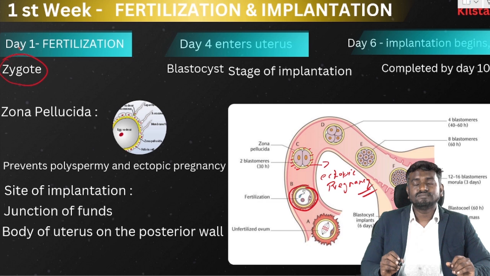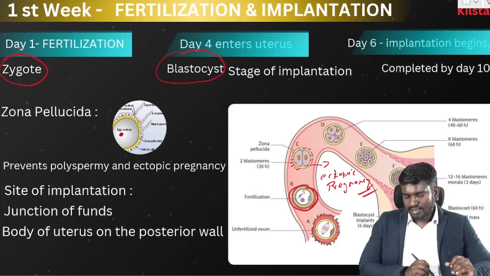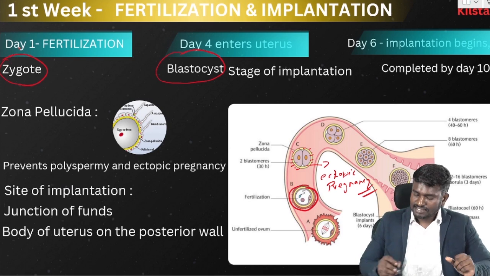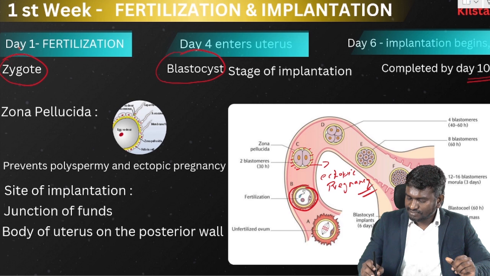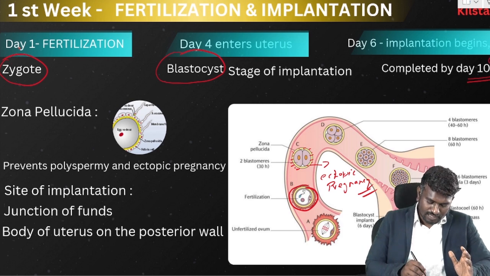Day 4, blastocyst gets formed. Very good. And at day 6, implantation happens. It starts and gets completed by day 10. Very important. Now, where does the site of implantation happen, sir?